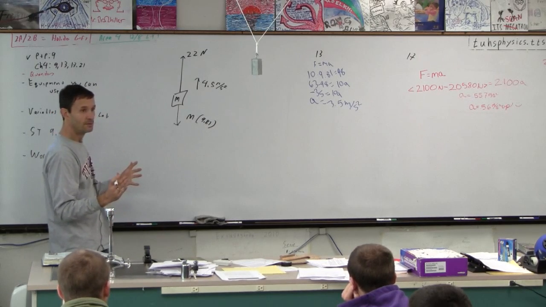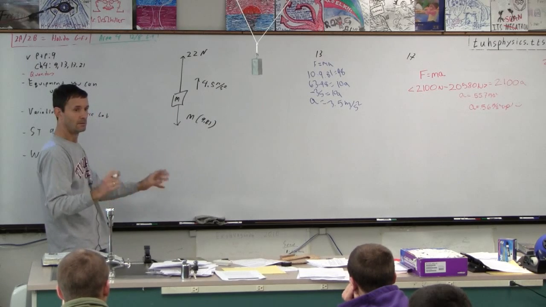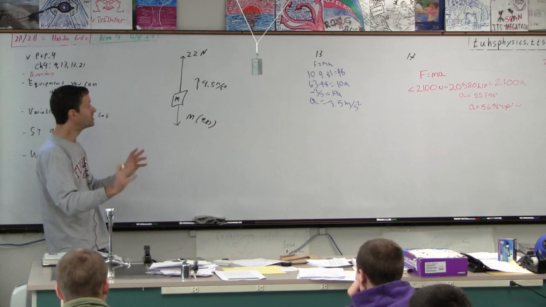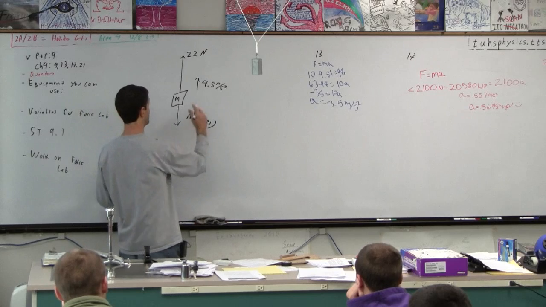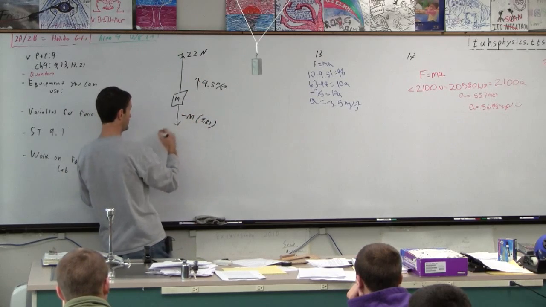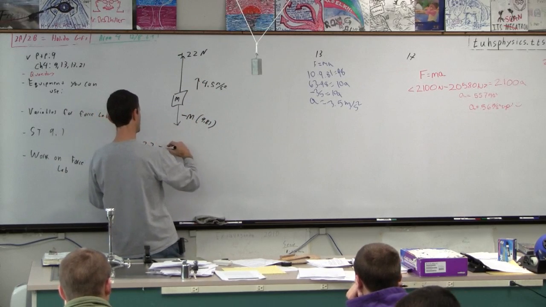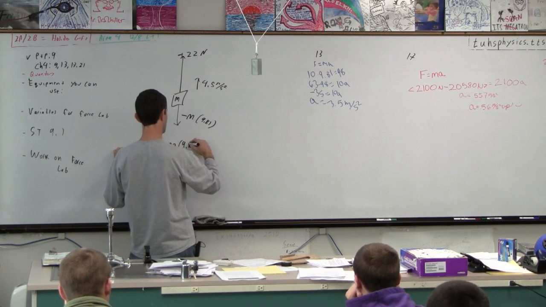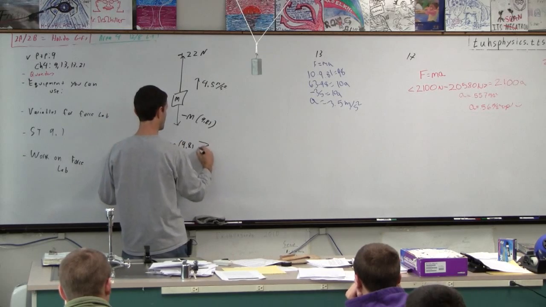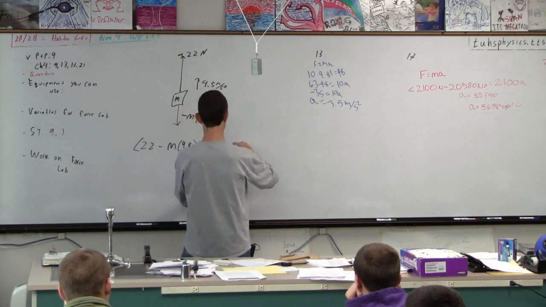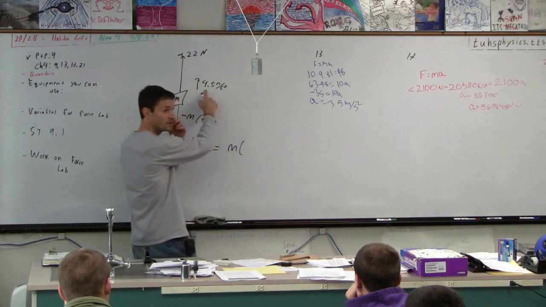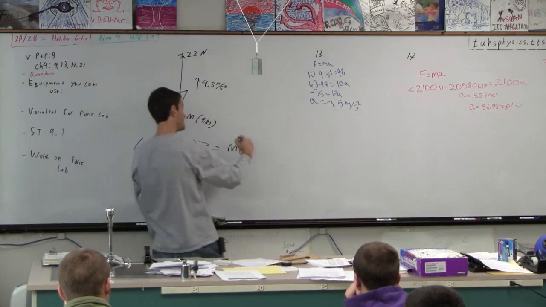And now what do we do? We solve. We set up F equals ma, right? So we've got this guy's positive, this guy's negative: 22 minus m times 9.81. Those are the forces, and that equals m times, and then is this a positive or negative acceleration? It's positive.